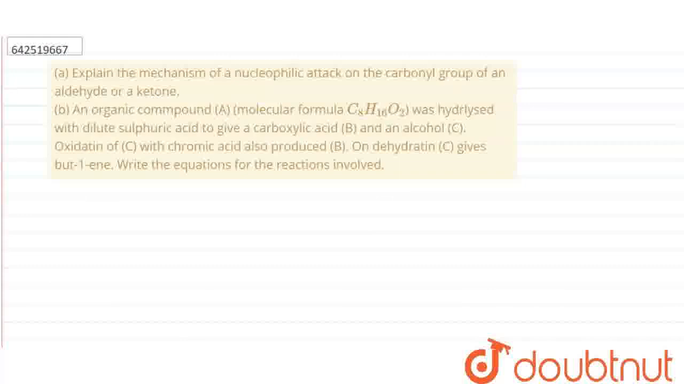Hello everyone. The question says: explain the mechanism of nucleophilic attack on the carbonyl group of an aldehyde and ketone. Okay. So we have to explain the mechanism of nucleophilic attack on carbonyl group. So let's make a carbonyl group. It may be an aldehyde or it may be a ketone.